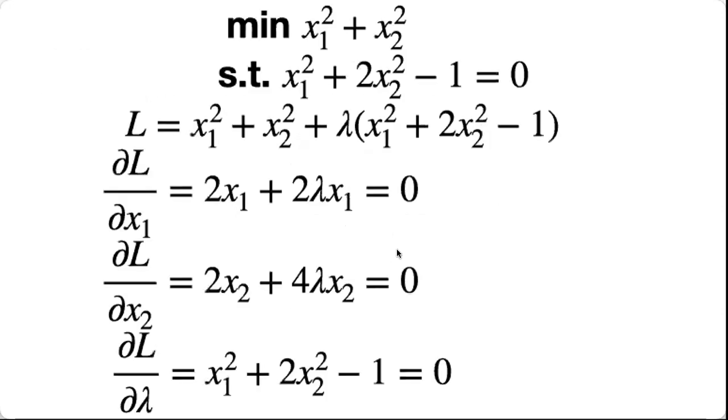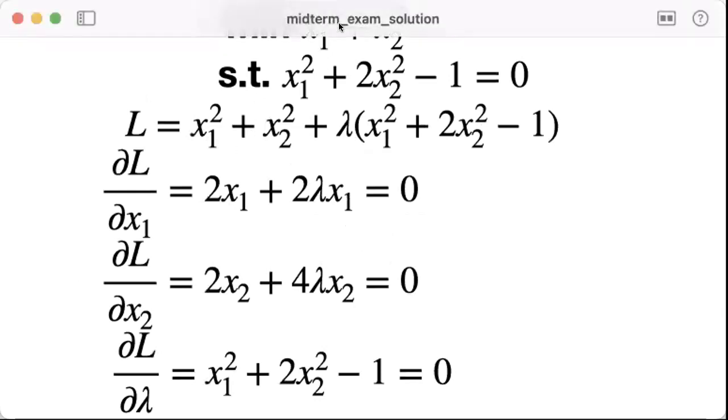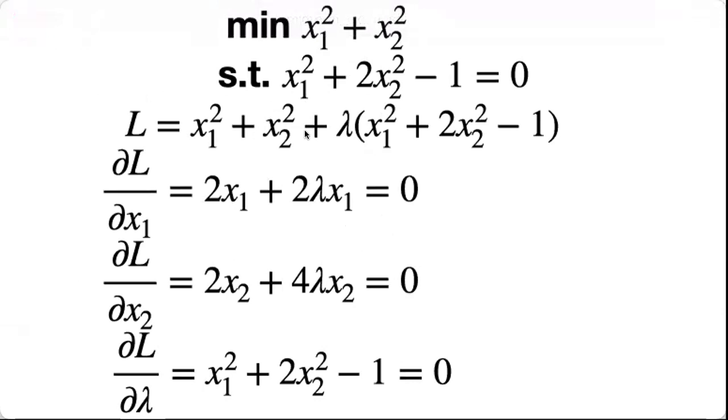So for the Lagrange function, it's just very simple. x1 square plus x2 square plus lambda, the Lagrange multiplier, times the equality constraint.